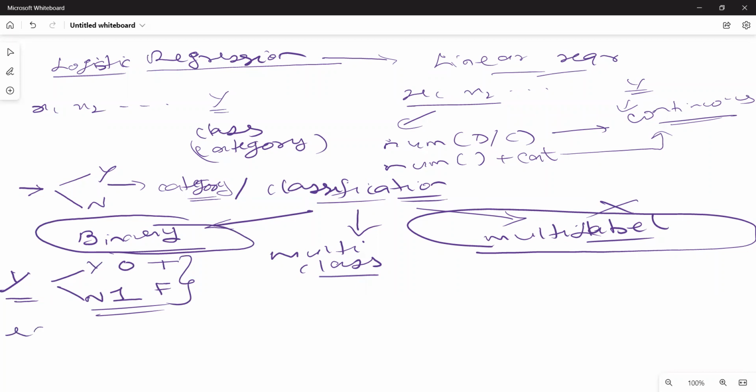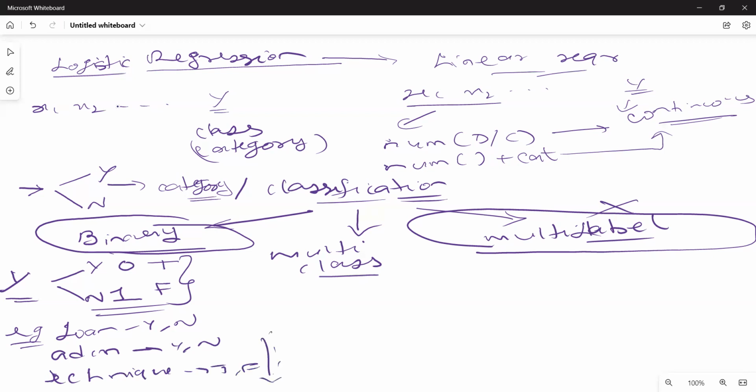If you look at real life examples of binary classification, we have whether a person will get a loan, yes or no, whether you will get a college admission, yes or no, or whether this approach is acceptable or not acceptable, true or false. So we can say a certain technique, true or false. Wherever you have only two classes, this is called binary classification.